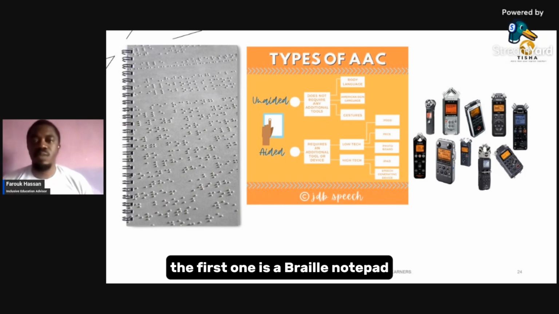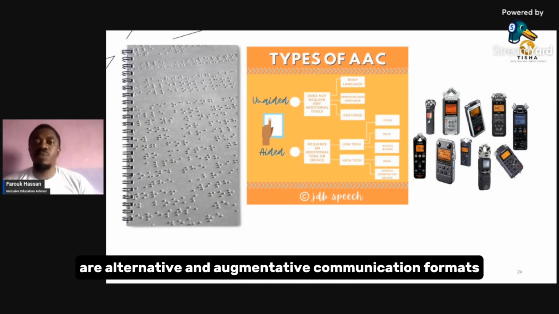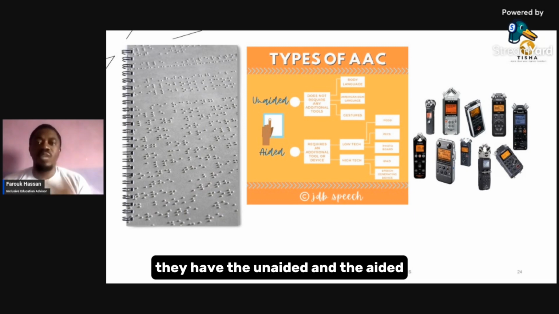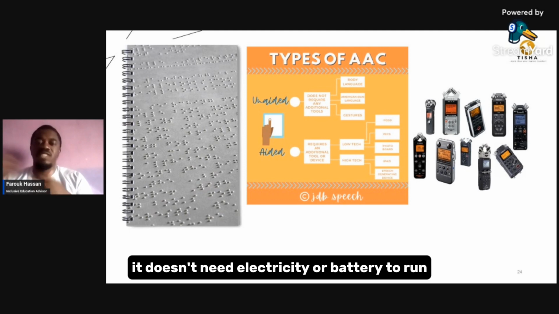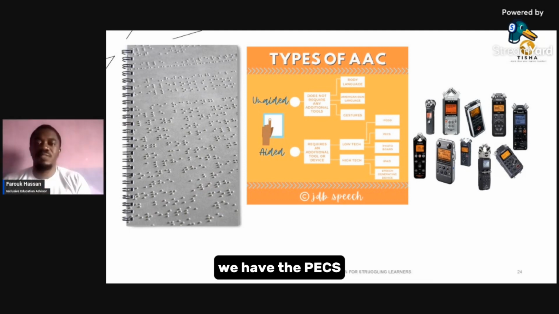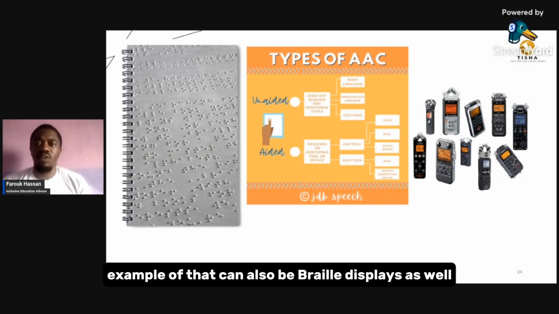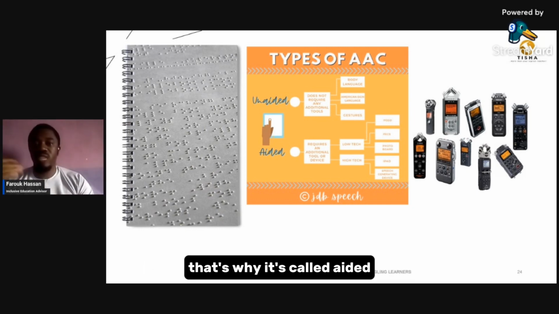The first one is a braille notepad. The middle one are alternative and augmentative communication formats. The AAC is divided into two. They have the unaided and the aided. The unaided has to do with it doesn't need electricity or battery to run. For example, we have the PECs, we have the sign language. Those are unaided. The aided ones are now those that require electricity to work. Example of that can also be braille displays as well. It needs electricity or batteries to run. That's why it's called aided.